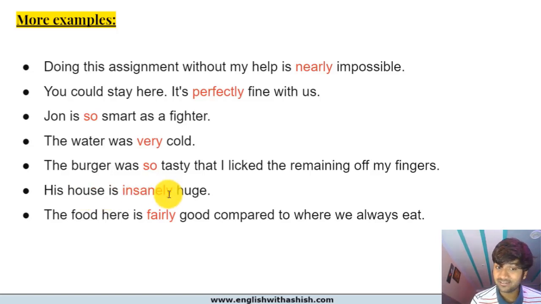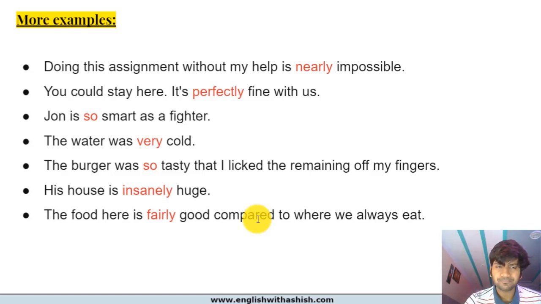His house is insanely huge. Huge, insanely huge. Like insanely, it's going very up, right? Positively modifying it. The food here is fairly good compared to where we always eat. The food here is good, fairly good, right? I'm not just calling it good, it's fairly good, right? 80-90% good, right? So it's going up but not positively modifying it.